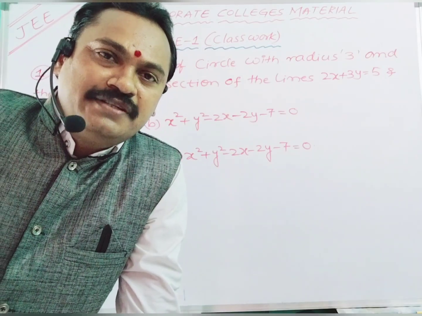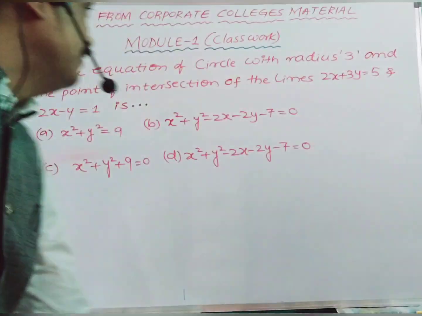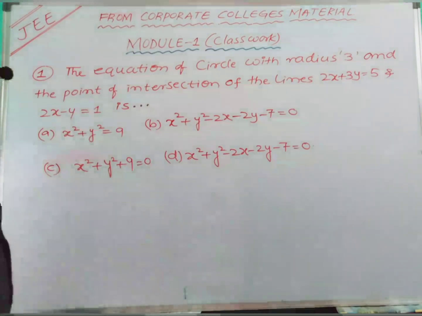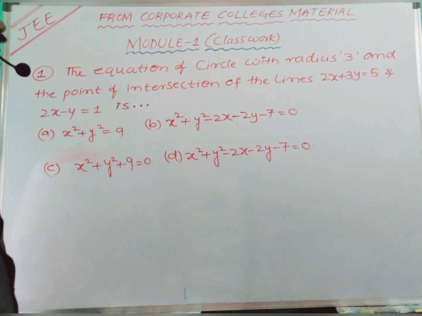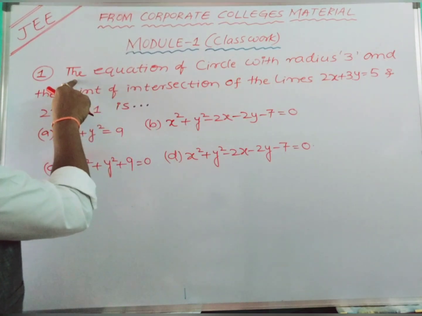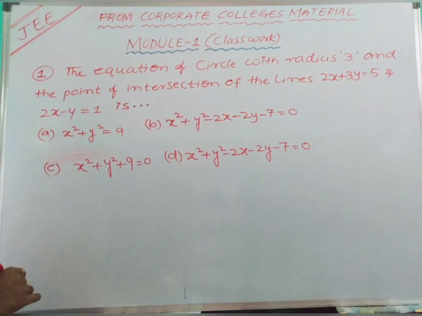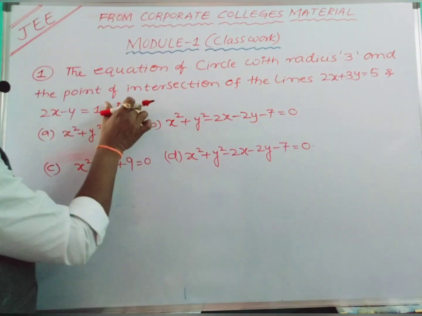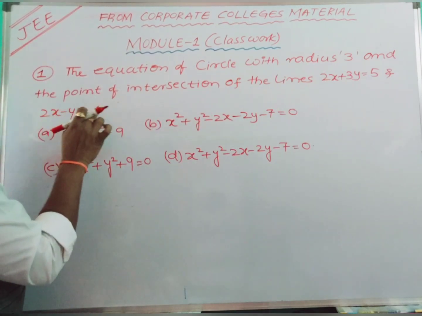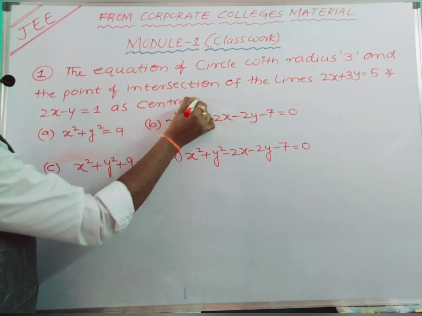Okay students, now we are going to solve some important questions. Okay, now observe question number 1. The equation of the circle with radius 3 units and the point of intersection of the lines 2x plus 3y equals to 5 and 2x minus y equals to 1 as center is. This is our question.